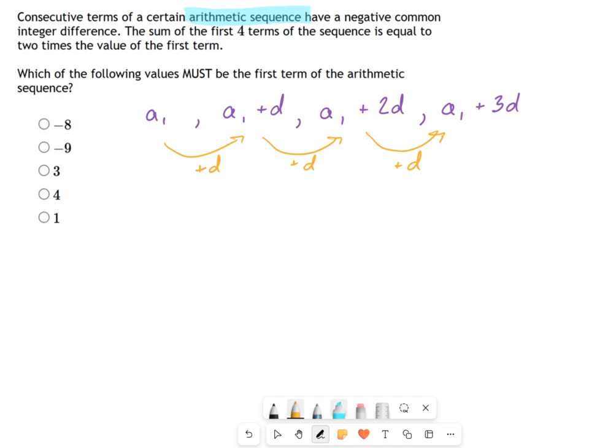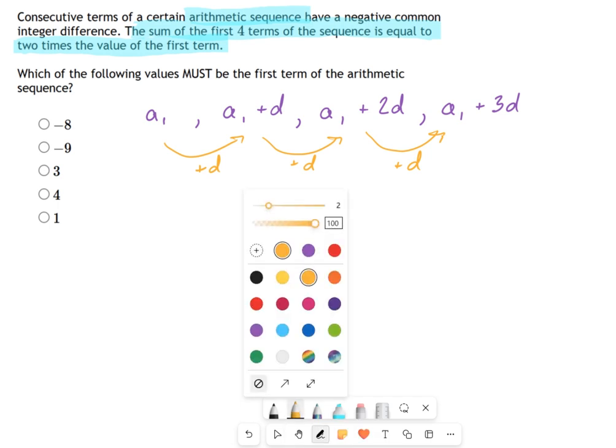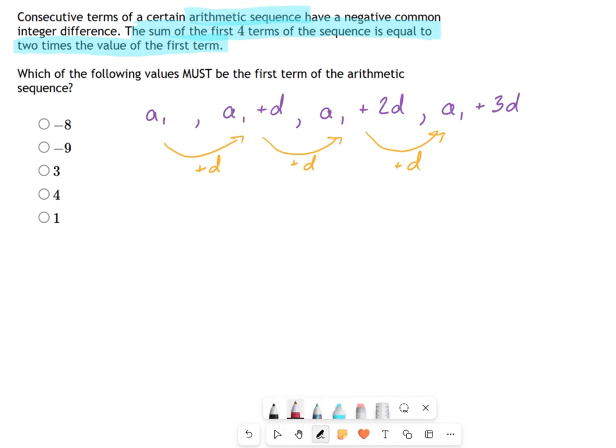Now it says something else that's important. It says the sum of the first 4 terms of the sequence is equal to 2 times the value of the first term. Well, that's kind of complicated sounding, but it's an equation. So here's what I'm going to say. A1 plus A1 plus D, that's the second term, plus A1 plus 2D, that's the third term, plus A1 plus 3D, that's the fourth term, equals, and here's the last part of that sentence, 2 times the value of the first term. So 2 times A1.